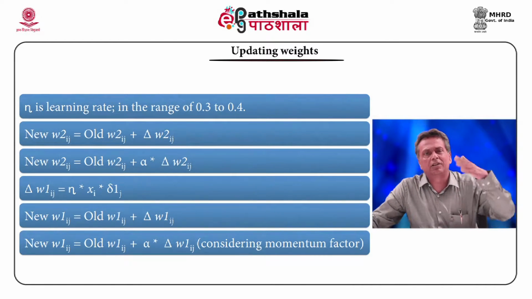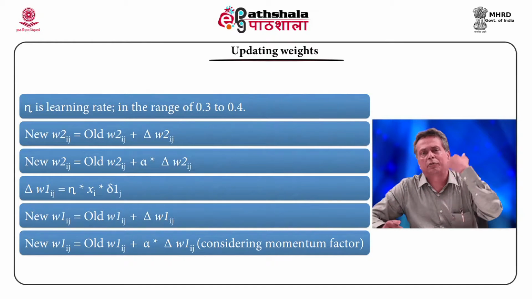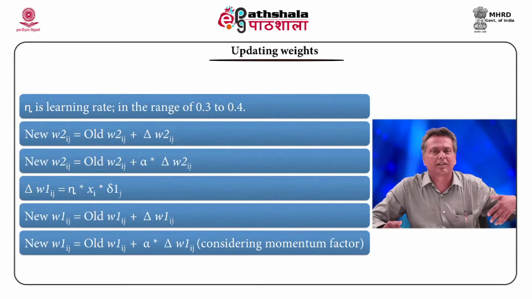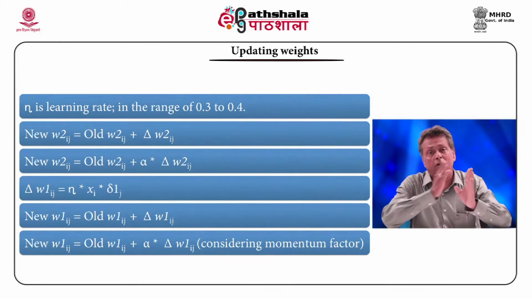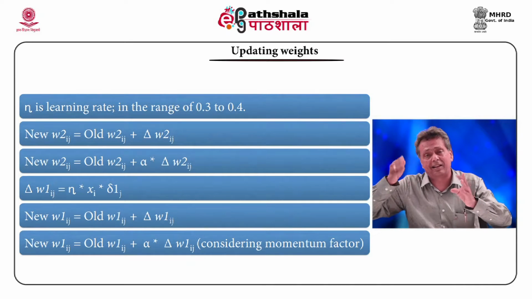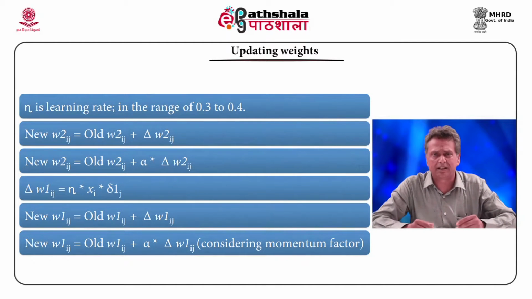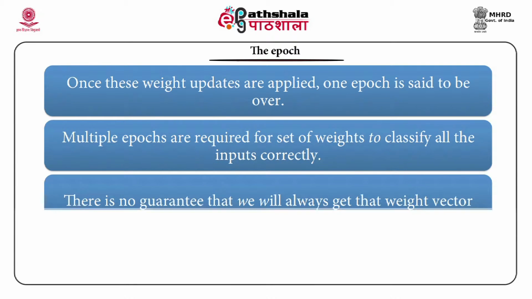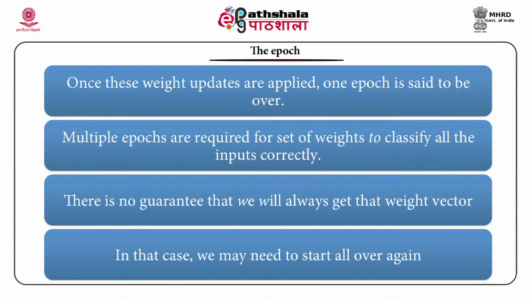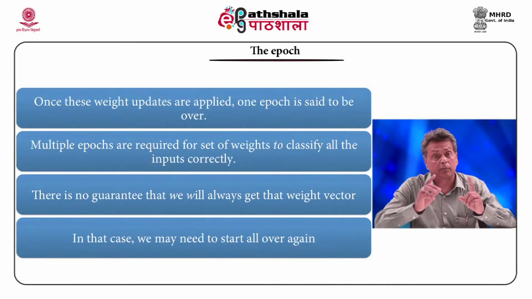The only issue is that the second layer of weights we call W2ij, and the first layer we call W1ij. Some other authors have chosen some other mechanism. Some of them use that suffix at the end, some of them use that suffix in the beginning, but otherwise basically it is the same. And that alpha, that value near 0.9, is called the momentum factor. As I said, it improves the speed of learning, and that is why it is called the momentum factor. Once these weight updates are applied, one epoch is said to be over. Now, remember, let me recap what we have done. You find an error at the output unit, Yj minus Oj.